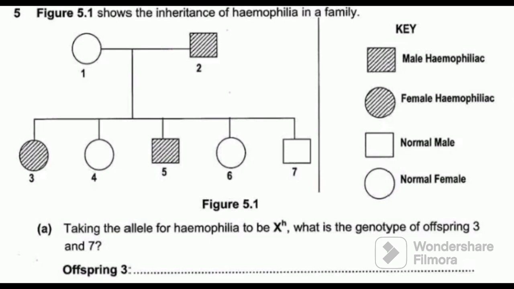Okay, so in Biology paper 2 2010, we are going to revise question 5. The statement reads, Figure 5.1 shows the inheritance of hemophilia in a family. So we've got this family. Let us try to study it.